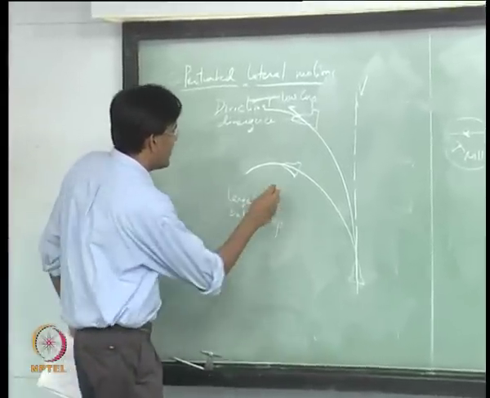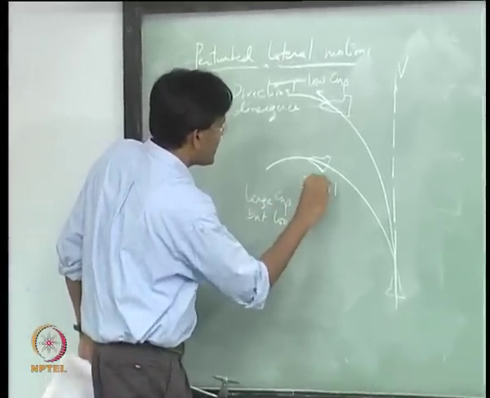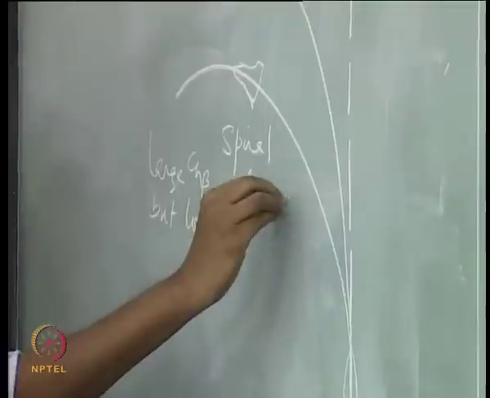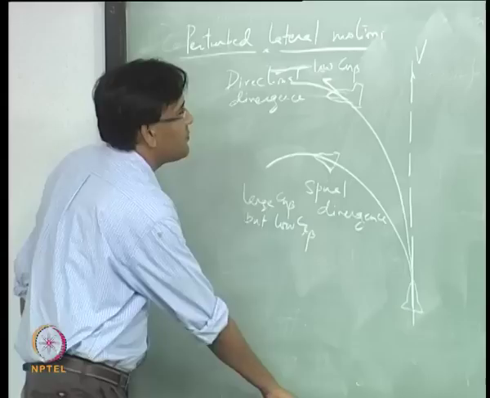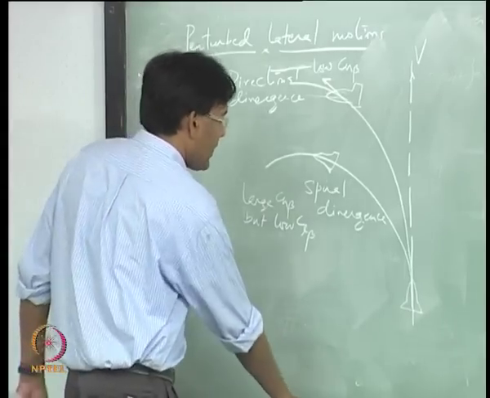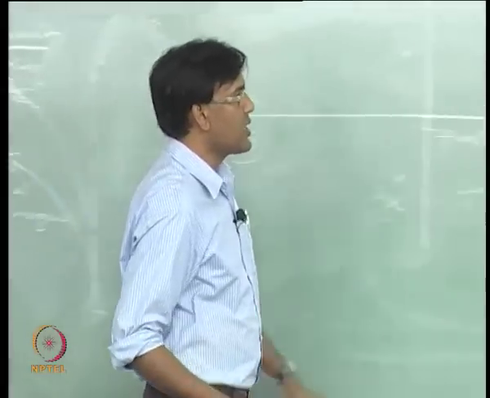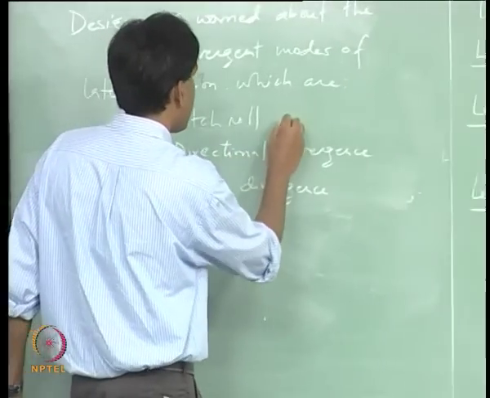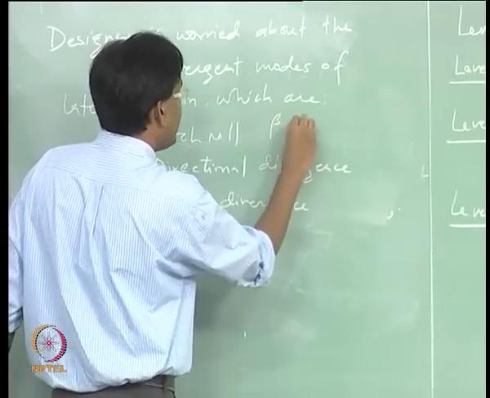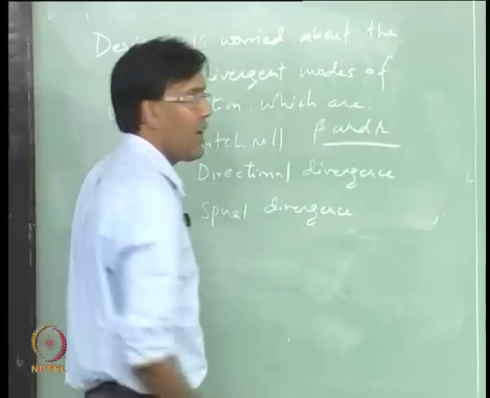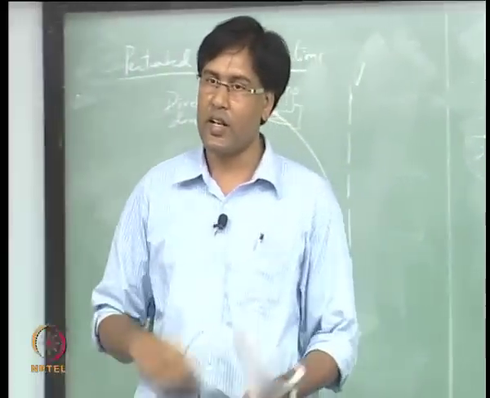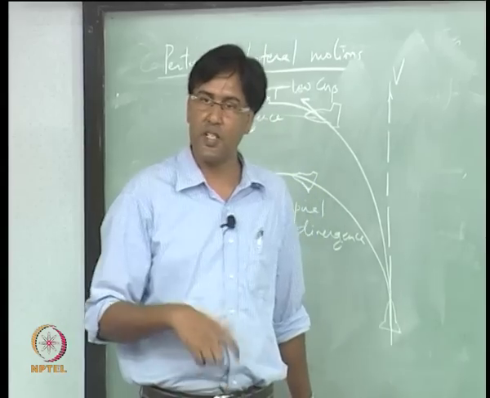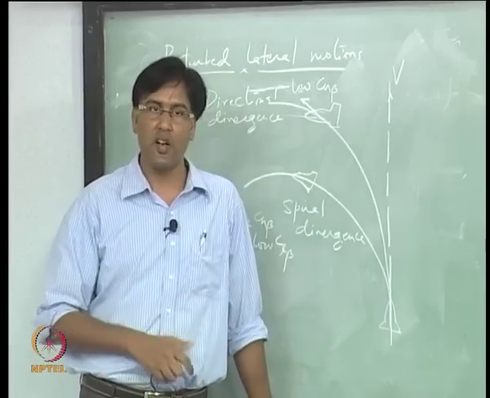So this is called spiral divergence, all right. This Dutch roll motion is predominant in beta and r, okay. Actually there is not much roll involved. It appears that the aircraft is rolling, but it is actually not rolling.